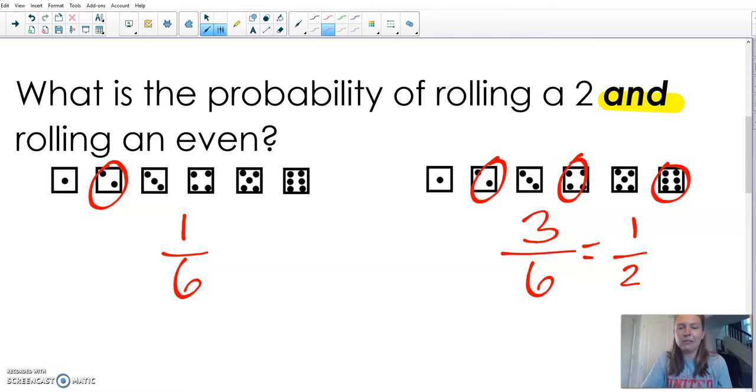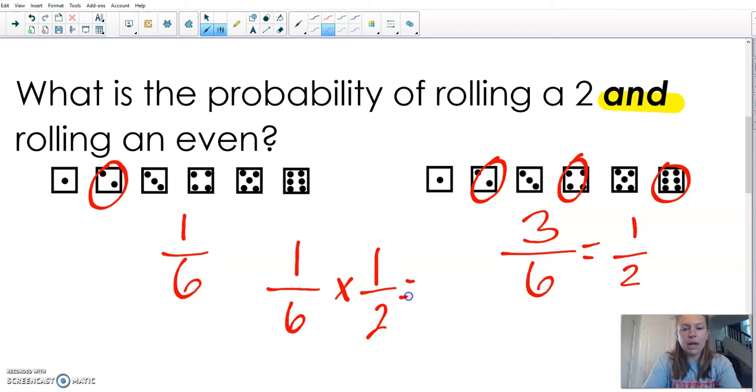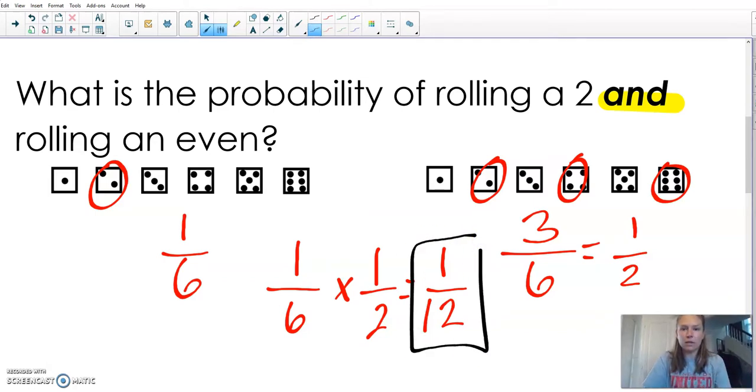And in the past, "and" has always told us to add, because, for example, if I buy 3 cartons of milk and 2 pounds of meat, I would add those totals together. But with probability, it's different. "And" is actually telling us to multiply. So we're going to do 1/6 times 1/2. Now, if you forget how to multiply fractions, you just go straight across. So 1 times 1 is 1. 6 times 2 is 12. Here is your final answer. The probability of rolling a 2 and rolling an even would be 1/12.